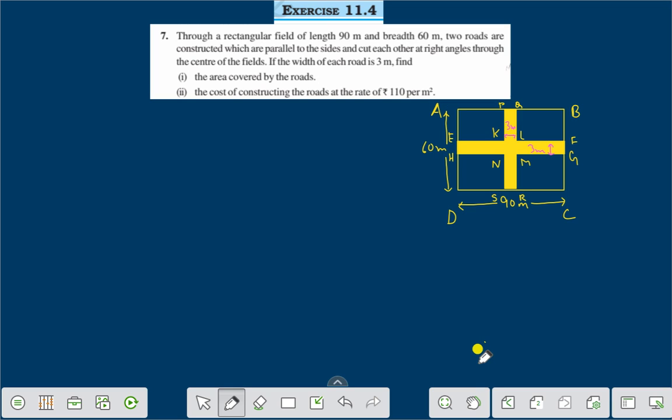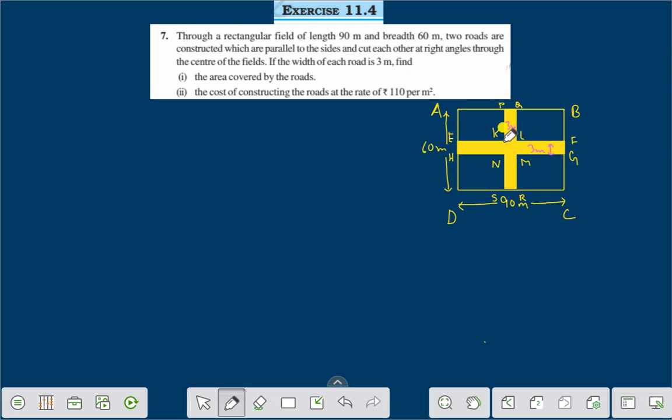Today we shall discuss exercise 11.4, question number 7. Through a rectangular field of length 90 meter and breadth 60 meter, two roads are constructed which are parallel to the sides and cut each other at right angles at the center of the field. If the width of each road is 3 meter, find the area covered by the roads. Also find the cost of constructing the roads at the rate of rupees 110 per meter square.